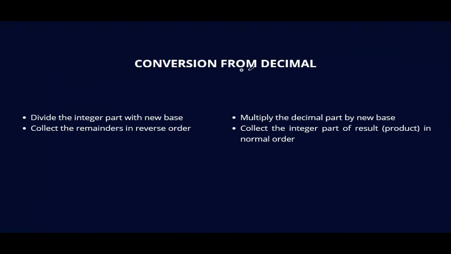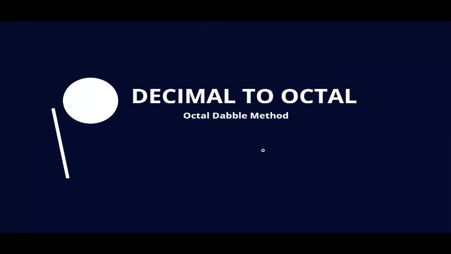In general, for the conversion from decimal, we divide the integer part with the new base and collect the remainders in reverse order. On the other hand, for the decimal part, we multiply it with the new base, and the integer part of the result or the product is collected in the normal order. For the conversion from decimal to octal, we use the octal double method, which is similar to the double-double method for the binary numbers.